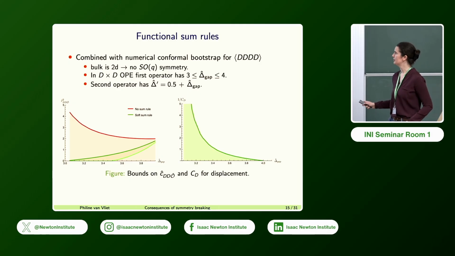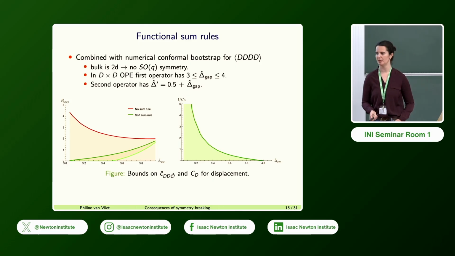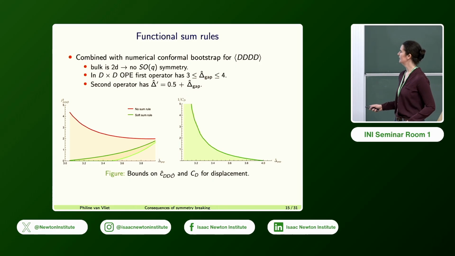But now if we impose this soft sum rule, then our bound immediately goes to this green one that we see here. And we now also find a lower bound that is not just 0. So now the only allowed values are going to be in this shaded green region. And with the double soft sum rule, we also now have access to a bound on the displacement normalization, while before we had no way of inputting this in a numerical bootstrap. So these are two plots that show the effect of these sum rules.